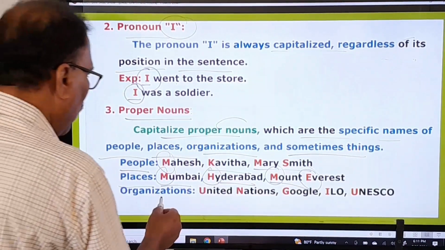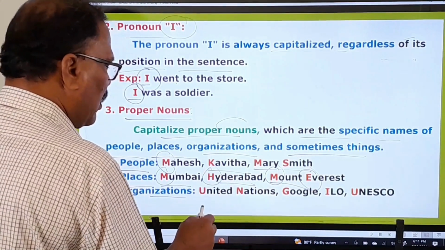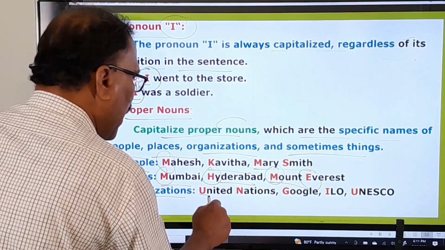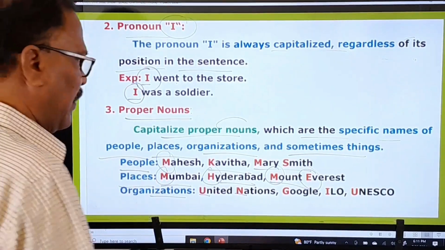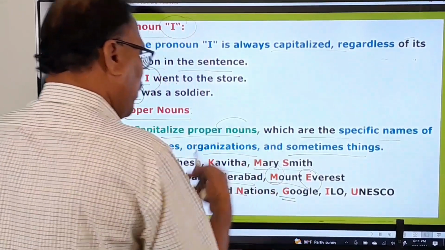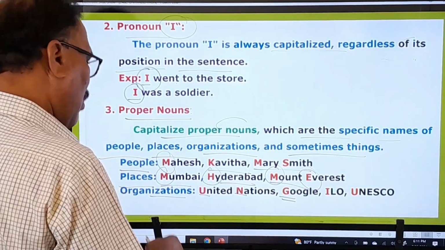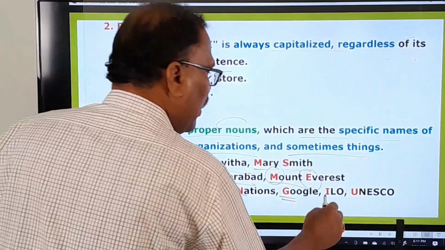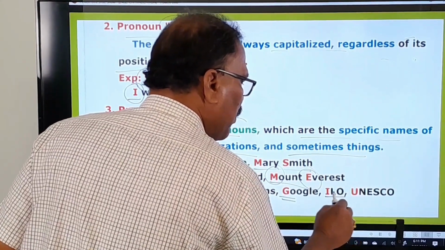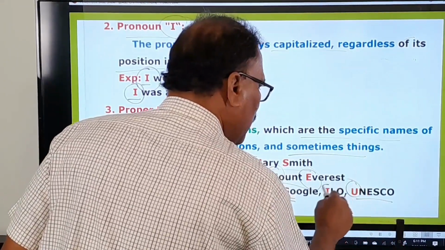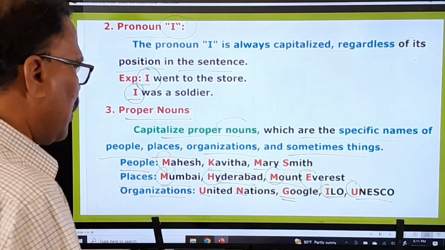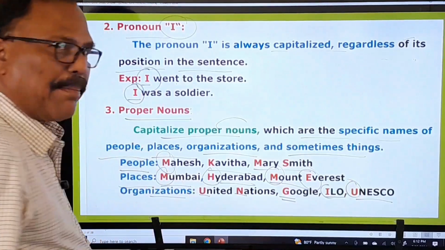And next, organizations are also there. What are the organizations? United Nations. U is capitalized and N is capitalized, like that. Google is there. It is a proper noun, an organization. Google organization. International Labour Organization, ILO, UNESCO. See, these are all organizations, and these names are capitalized.